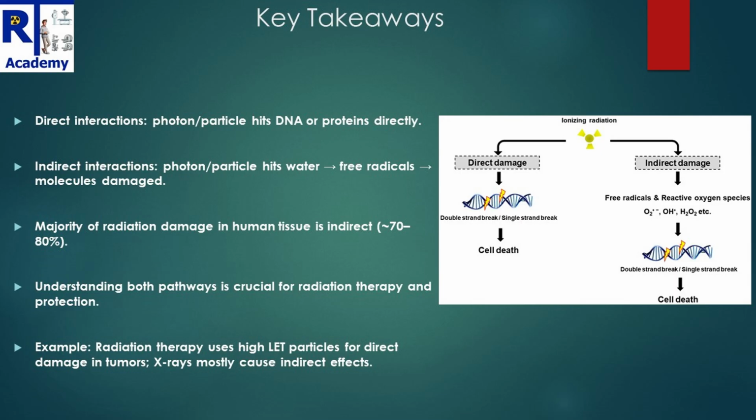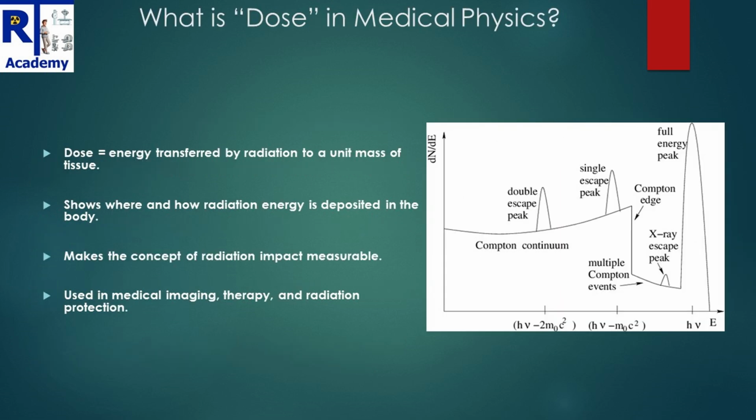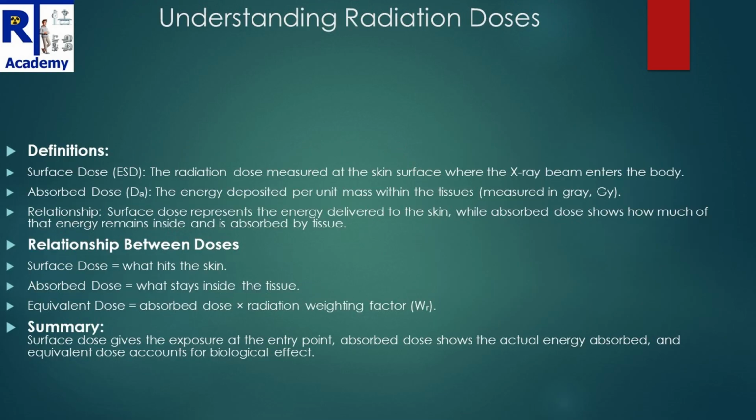The actual effect of radiation resembles a domino sequence. Radiation causes water ionization, then free radical production, then an attack on vital molecules, resulting in cellular damage. Now the important point. In this session, what is the real meaning of dose in physics? In medical physics, dose refers to the energy transferred by radiation to a unit mass of tissue.